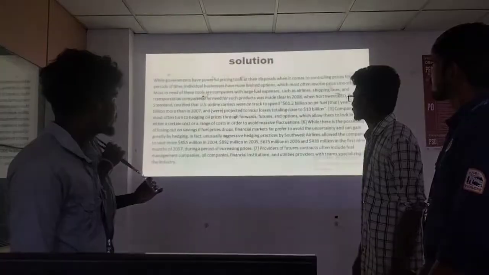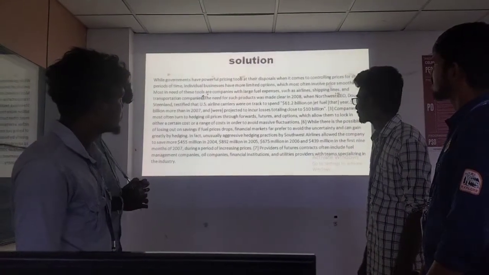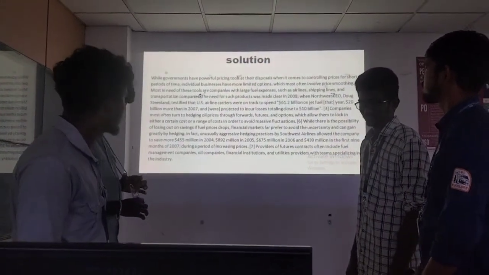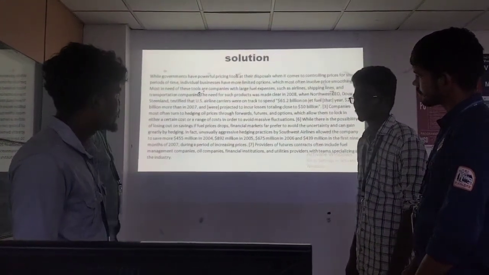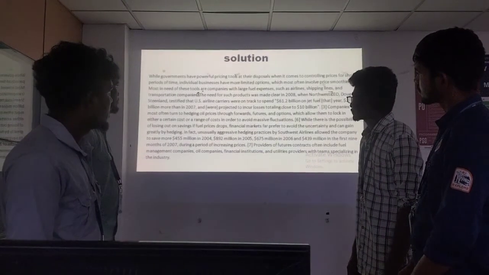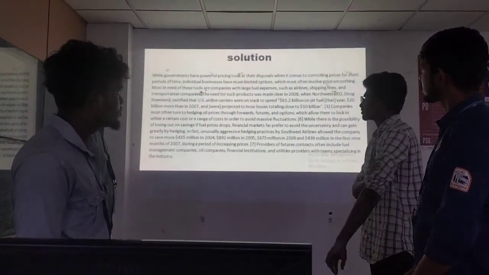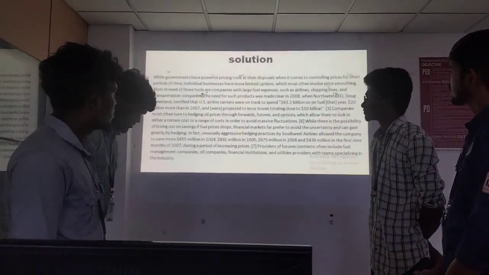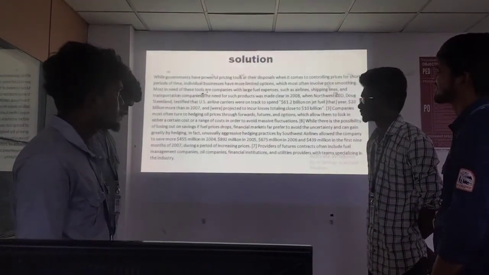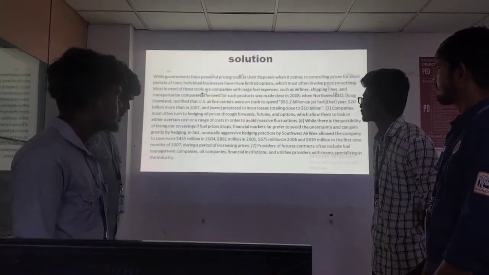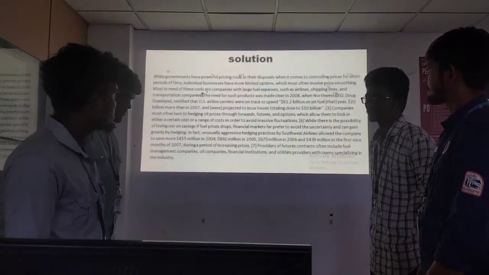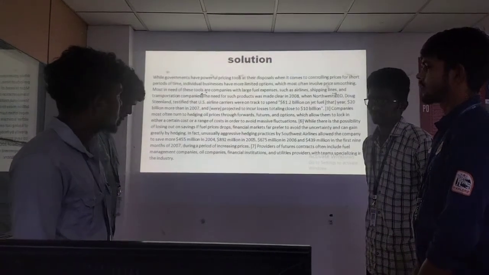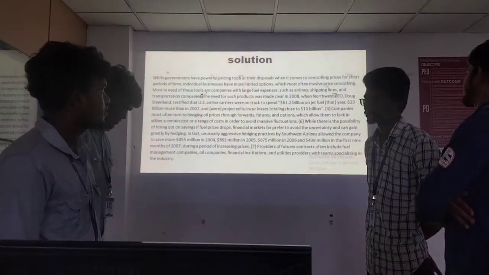The Roy government have a powerful drive stored at the developer and it is come to control prices for short periods of time. Individual businesses have more limited options, which most often involve price smoothing, most in need of the tools are companies with large fuel expense such as airlines, shipping lines and transportation companies with the needed of issued products was model cleaner in 2028.